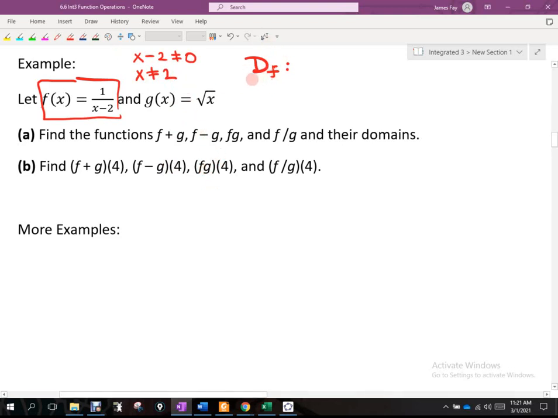So that's the only thing that gets kicked out. So a couple different ways of writing this. Okay, we could say the domain is all real numbers except 2. Let's just leave it that way. Let's write it that way for now.